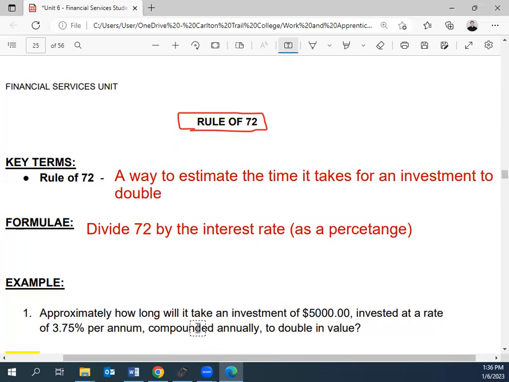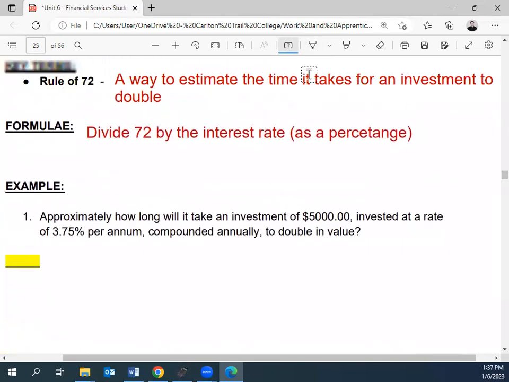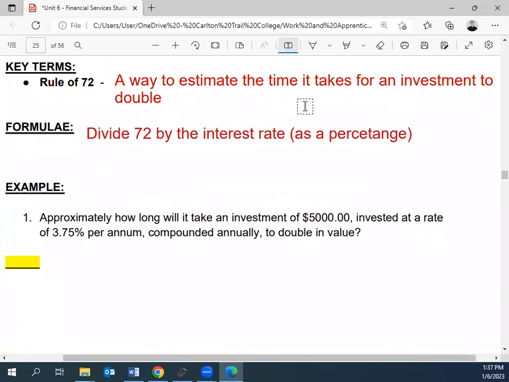So when it says estimate, this doesn't mean exactly. It's just really close. And I'll show you an example of that. Give it a second. Everyone has that down? Cool. So you divide 72 by the interest rate as a percentage.